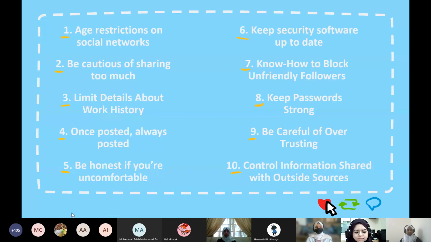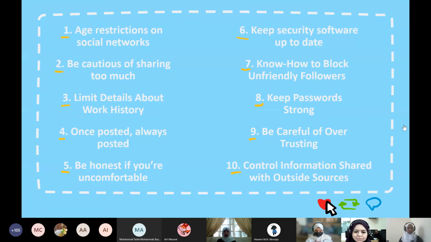Number nine, be careful of over-trusting. As a member of a social networking group, it can be exciting to gain new friends or followers. A high number of friends, however, is not always positive. Some friends can be problematic. They may have criminal intentions. When accepting friends, choose people who are actual friends and know exactly who you are accepting.